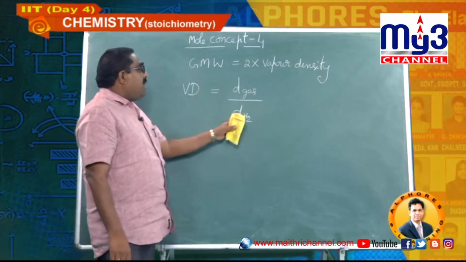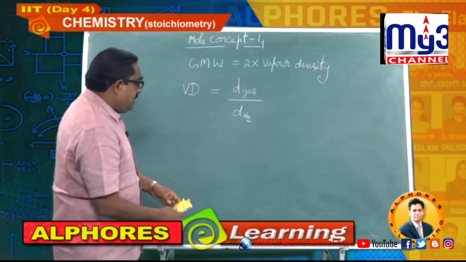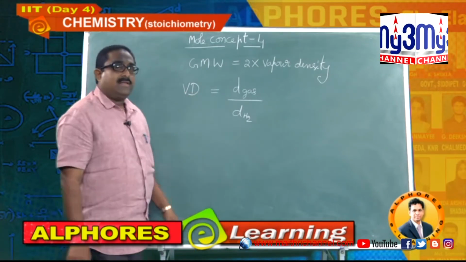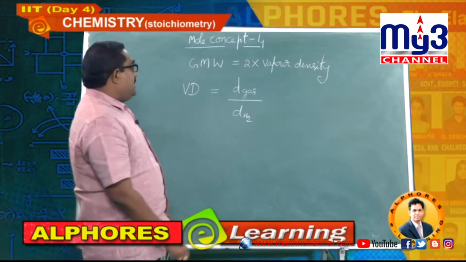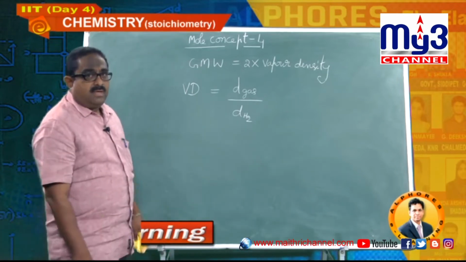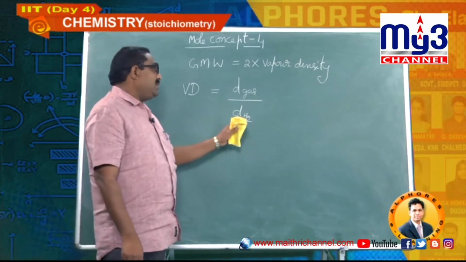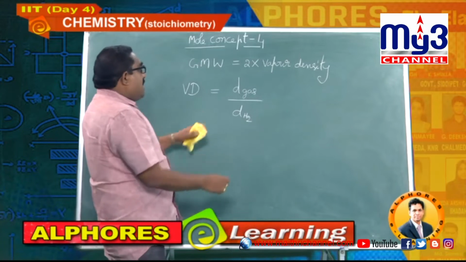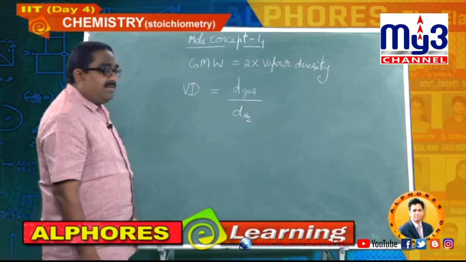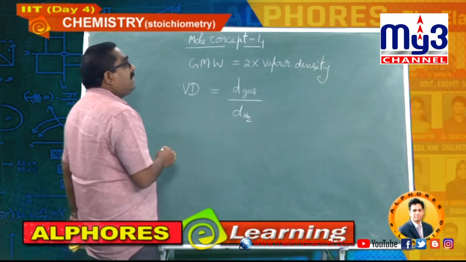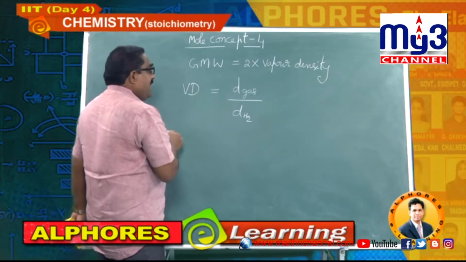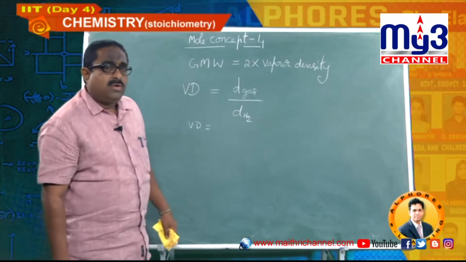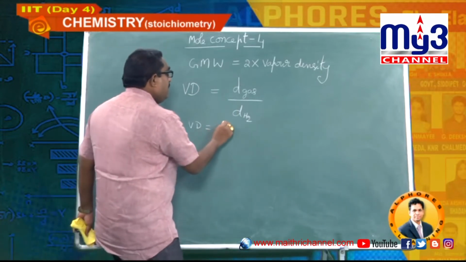This is the ratio of two densities, that's why it doesn't have any units and it is also known as a dimensionless quantity. So vapor density is the ratio of density of a gaseous substance to the density of hydrogen under the same conditions. Now I am going to derive this expression based on this. Vapor density is equal to, we know density is equal to mass by volume. I am writing this.